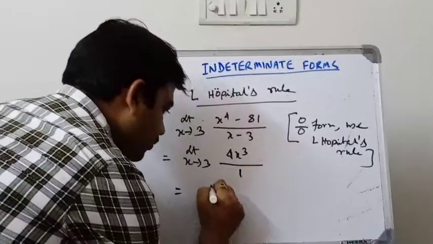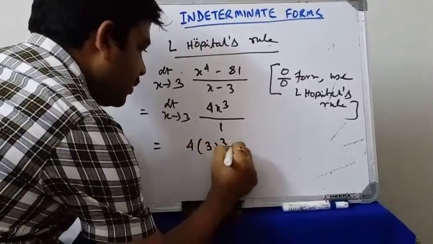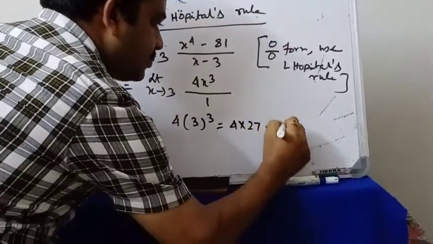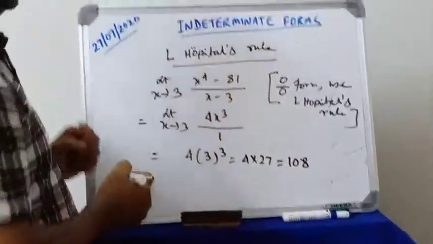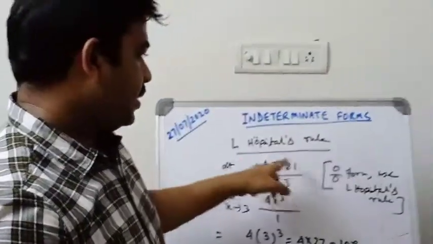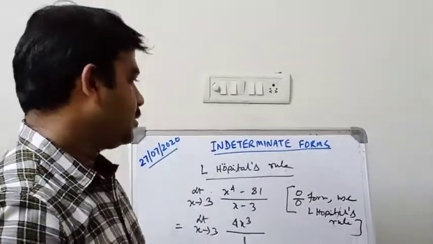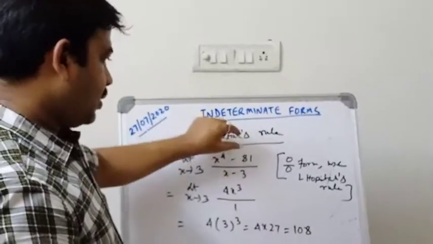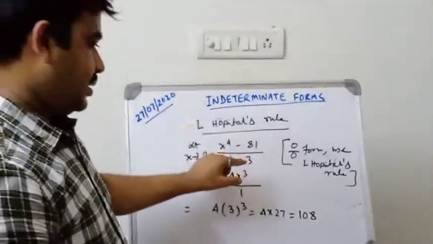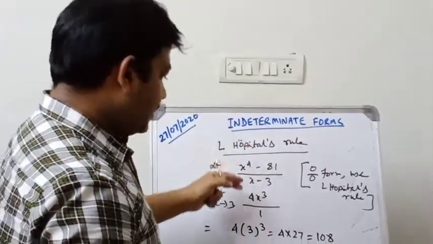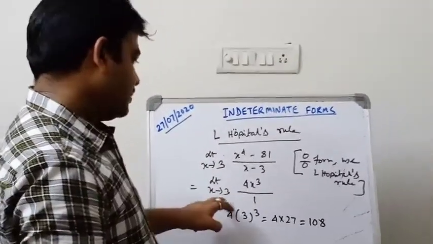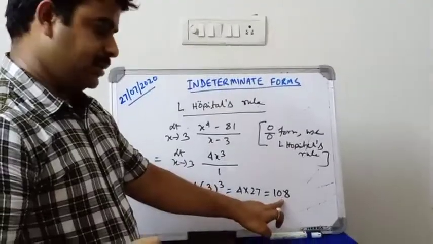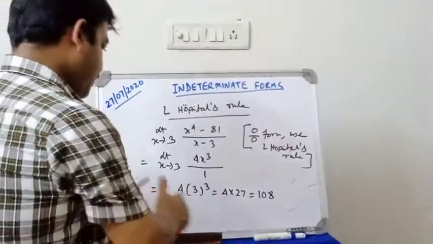Now you just put the value, 4 into 3 to the power 3, that means 4 into 27, that means 108. This way we solve by using L'Hospital's rule. If it is 0 by 0 form, take the derivative of both numerator as well as denominator. Then put the value of the limit, x tends to 3, and I will get 108. Okay, next another problem.